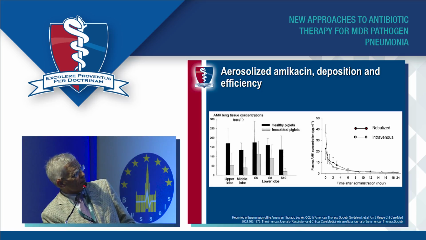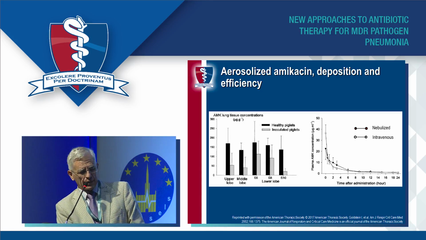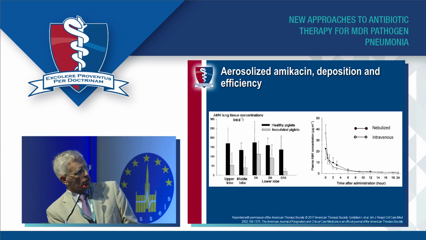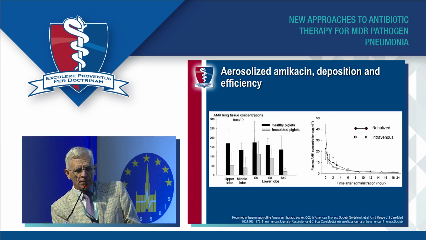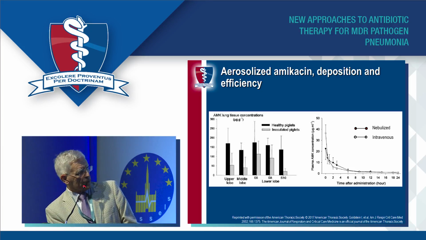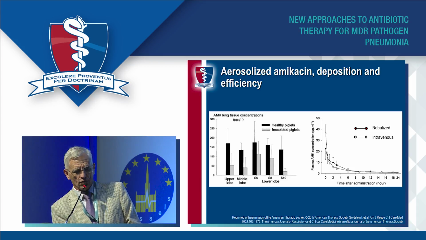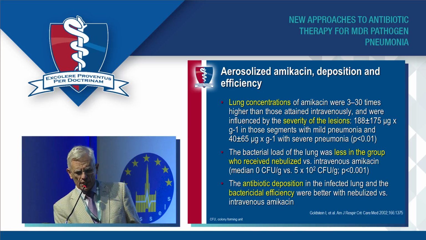Here we can see the blood concentration when it's administered intravenously, the closed circles, and this is the blood concentration when it's nebulized. As expected, the blood concentration is less than half at the peak of the concentration, but then a higher concentration is obtained than when administered intravenously. That is the blood concentration.